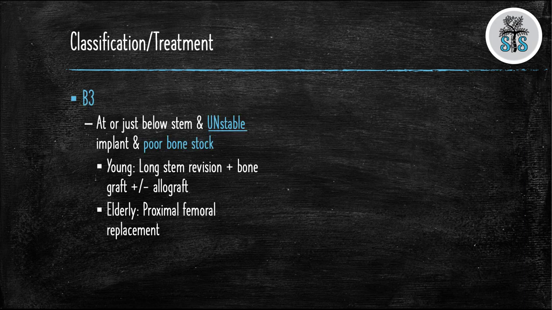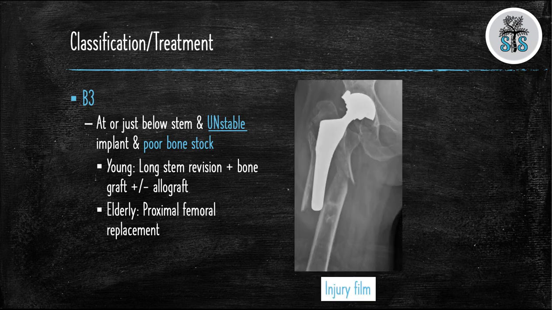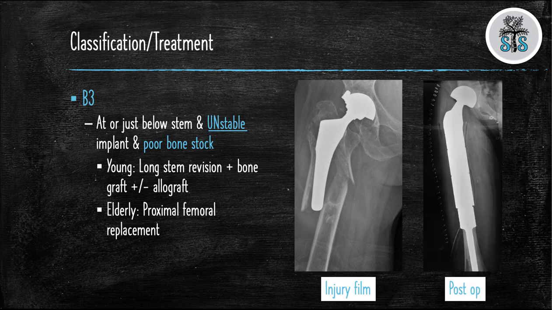B3 fractures are when the fracture is at or just below the stem with an unstable implant and poor bone stock. Young patients, you will try to convert their femoral stem to a long diaphyseal engaging stem with bone graft with or without an allograft. Elderly patients, you will likely convert them to a proximal femoral replacement. Here is an example of a patient who sustained a B3 fracture. This patient was treated with a proximal femoral replacement.